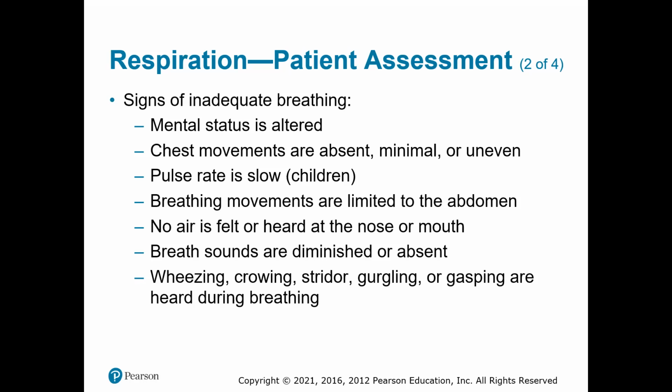Chest movements could be absent or very uneven. There could be trauma to the chest that causes it to be uneven. In children, their pulse rate will slow down. So you have a child with a heart rate in the 60s. That's a great heart rate for an adult. That is very poor for children. Children should be at like 100 or higher. Just think 100. Breathing movements are limited to the abdomen, so they're not able to use their chest wall. They're not able to use their chest muscles. Maybe there's damage to it.